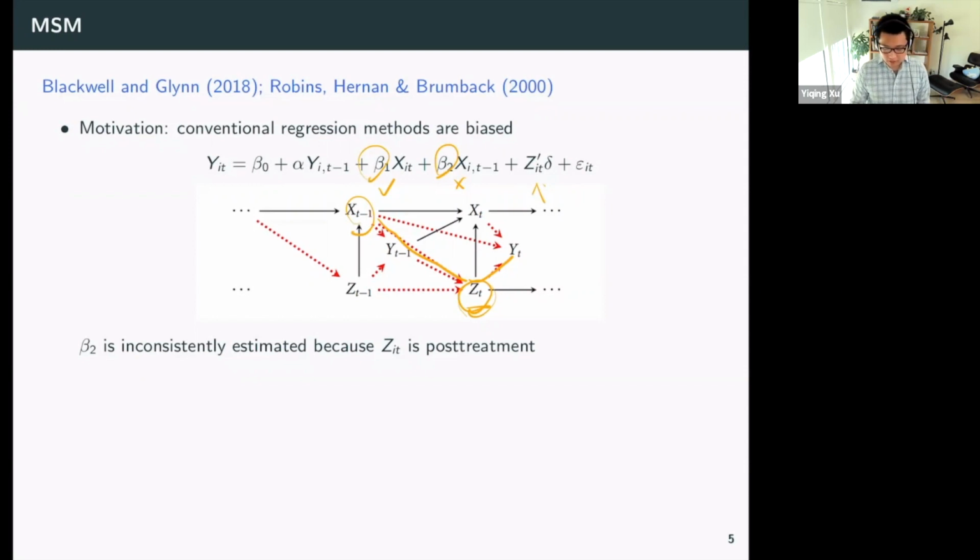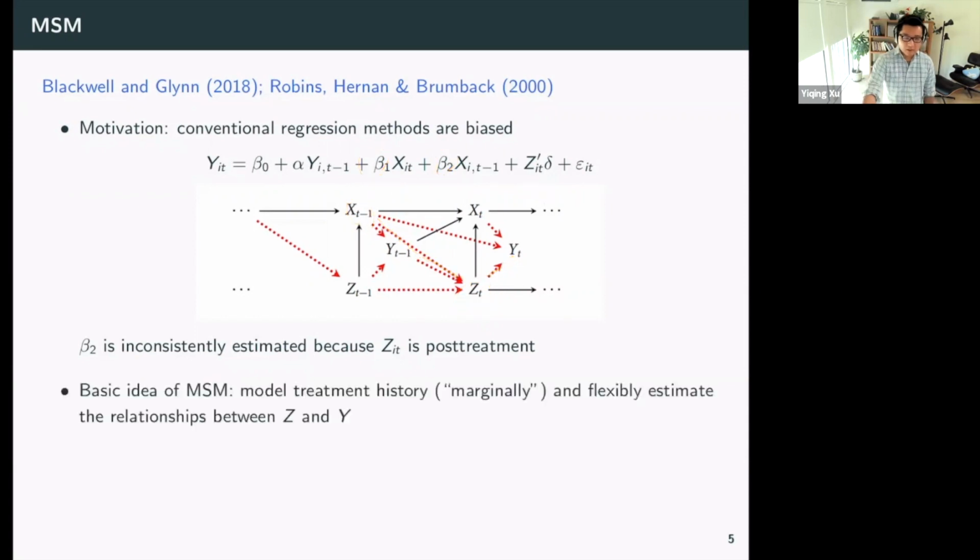So beta 1 is consistently estimated, beta 2 is not. The basic idea of MSM is to model the treatment history and flexibly estimate the relationship between X and Y. This is okay.